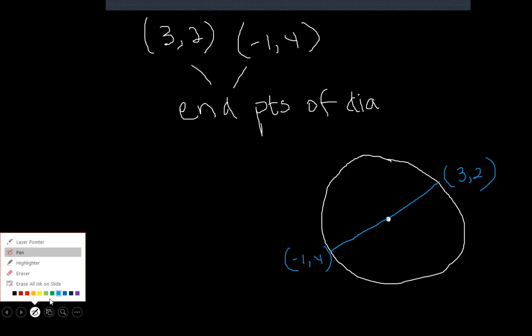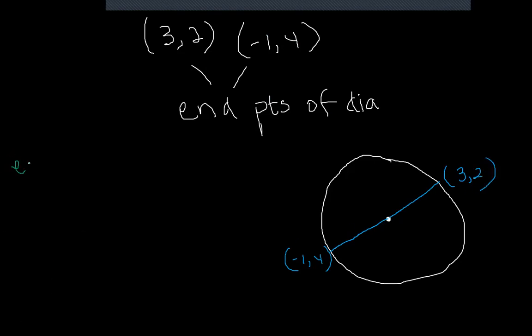And they told us that they want the equation of the circle. We know to find the equation of the circle, we need an h. So h is equal to question mark. We need a k is equal to question mark. And we need an r is equal to question mark.